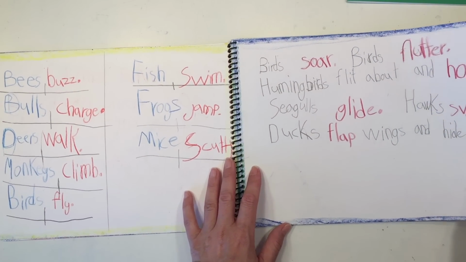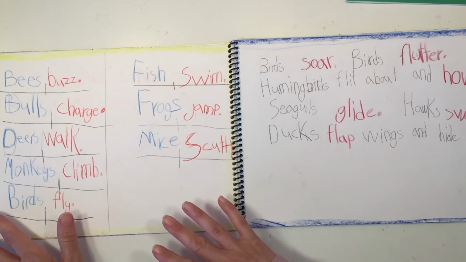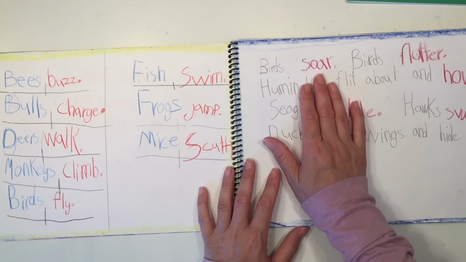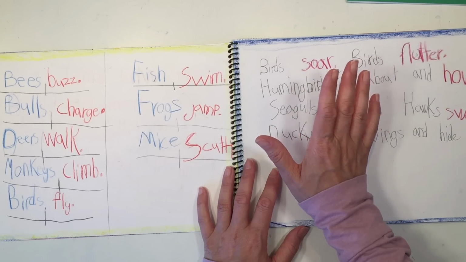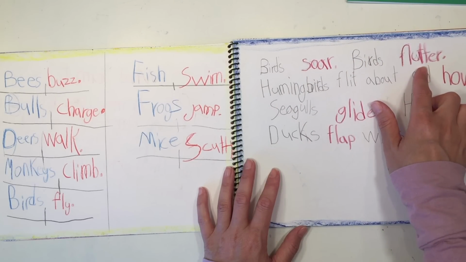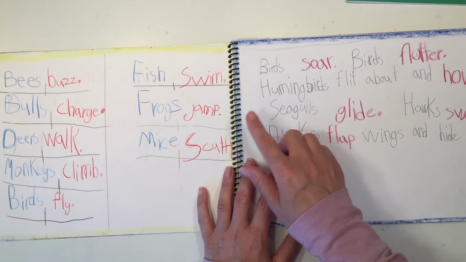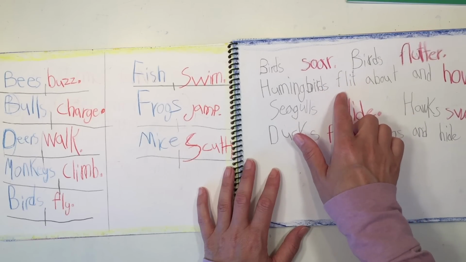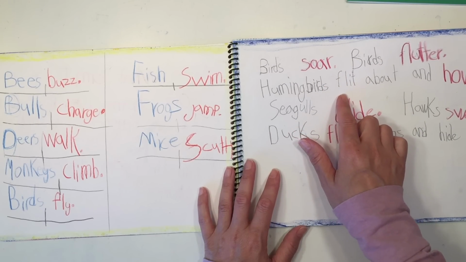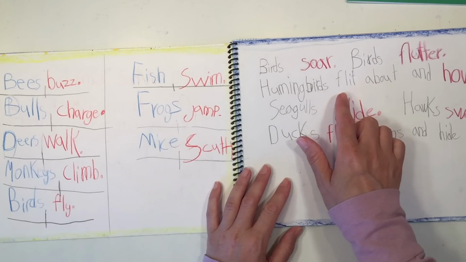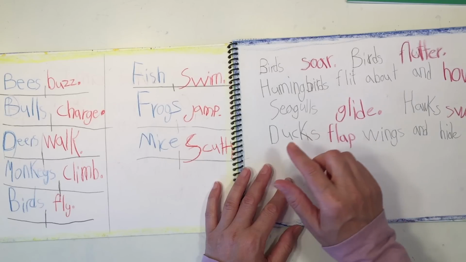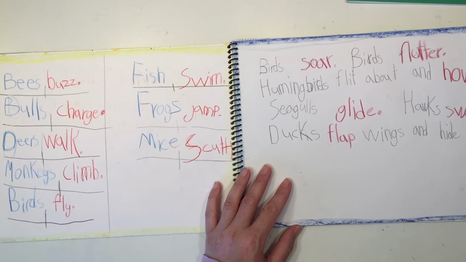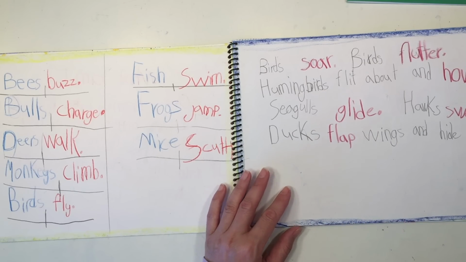And then you can see the grammar that goes along with that previous lesson. So birds soar. You can see that soar is in red because it is a verb. And then birds flutter. And again, red for all the verbs. He forgot to put red in that one. Oh no! Like 8 years later. Hummingbirds flit about and hover. Seagulls glide. Hawks swoop. Ducks flap wings and hide.